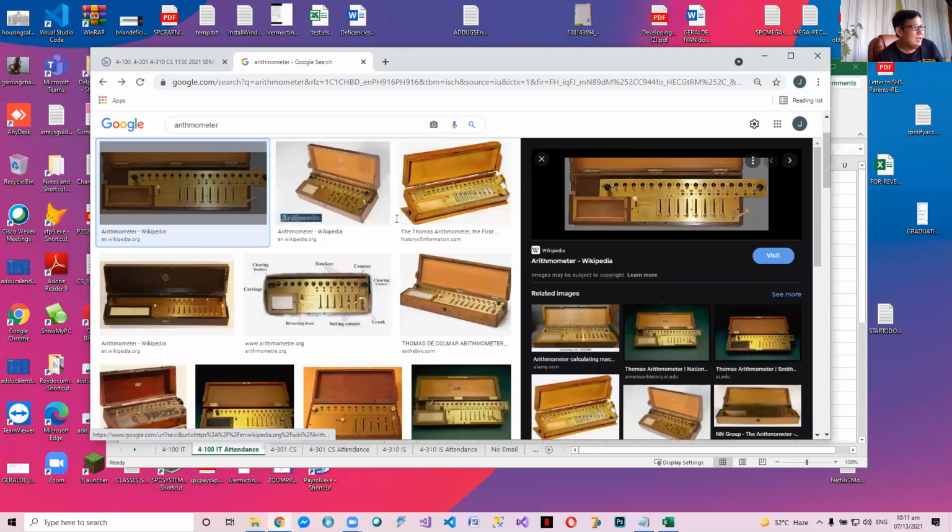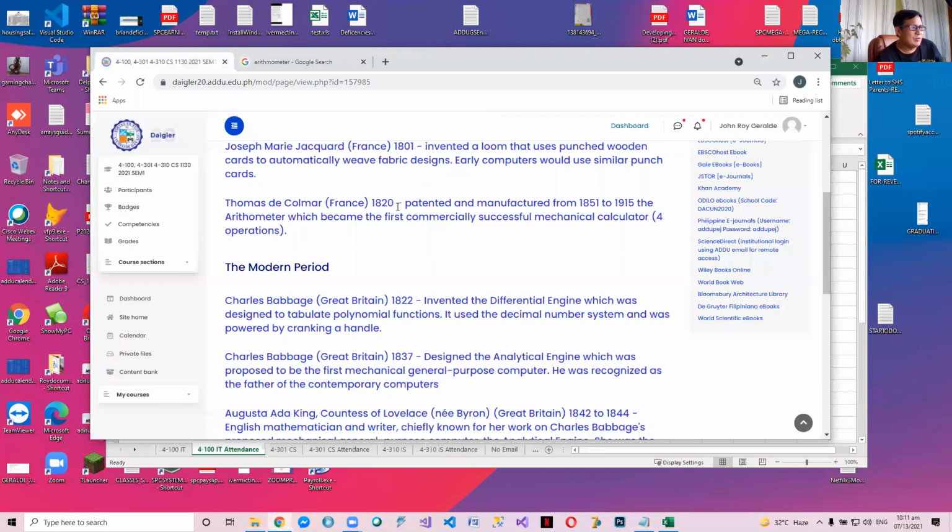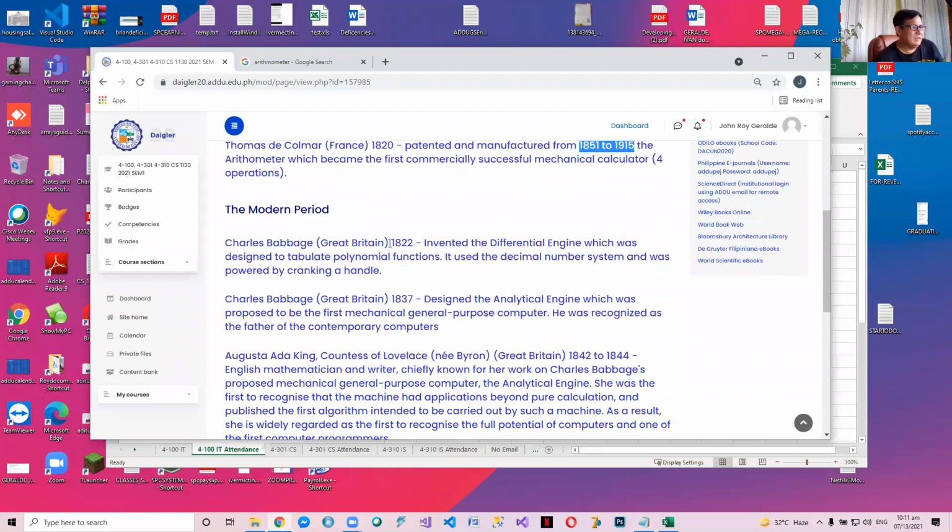Okay. So by 1820, there was already the patented and manufactured, no? Sa 1820 pala si Thomas E. Colmar, but it was patented and manufactured from 1851 to 1915. Okay. Do you follow? So 1820. Now the modern period started in Great Britain, during the invention of the differential engine by Charles Babbage. Charles Babbage.